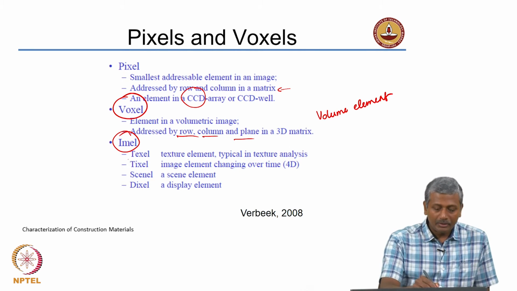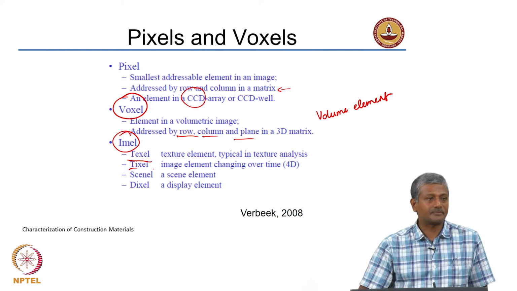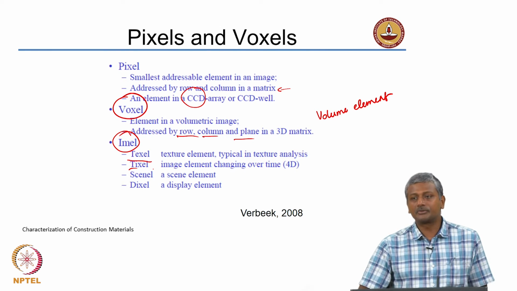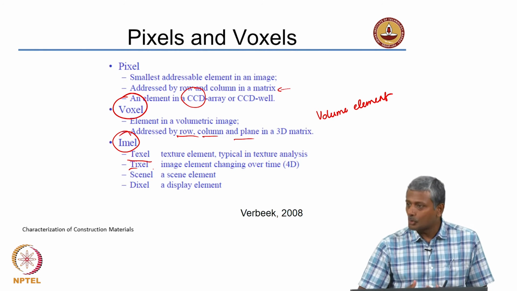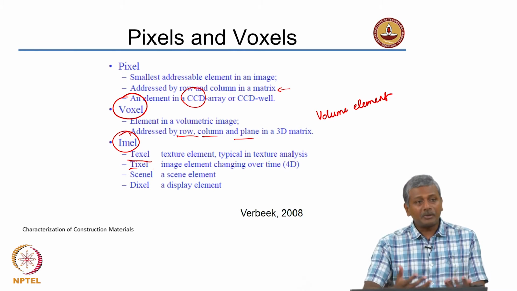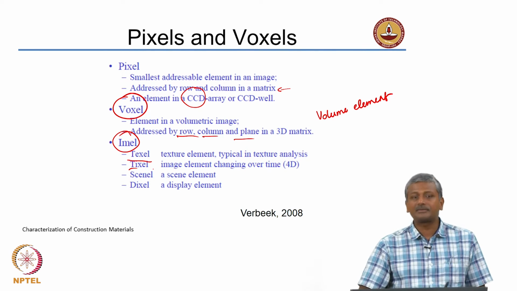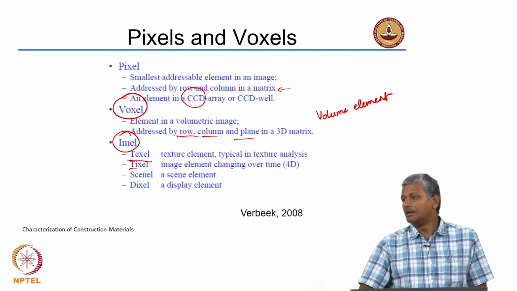For example, it could be a texel, which is a texture element if you are doing a texture analysis of your object. It could be a tixel, which is a time dependent image element which changes. A scenel is a scene element and a dixel is a display element. These are terminologies that are not so commonly used in typical image analysis, but for people who are looking at stereographic imaging, who want to understand the 3-dimensional time dependent behavior of materials and objects as they change, using microscopy to image such things, they have to be familiar with how these also get operated upon.